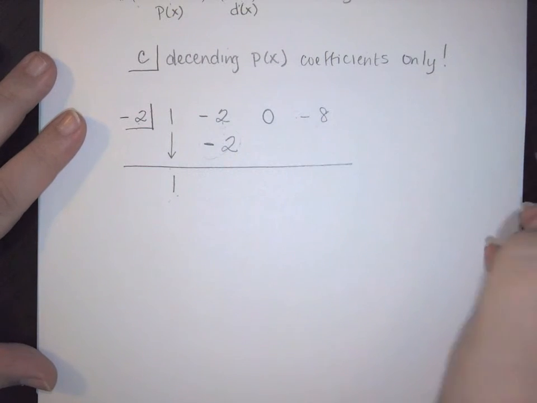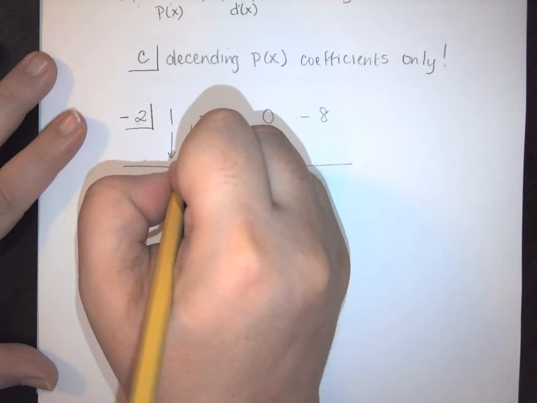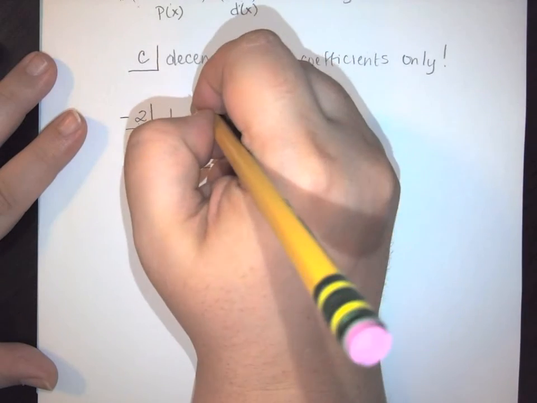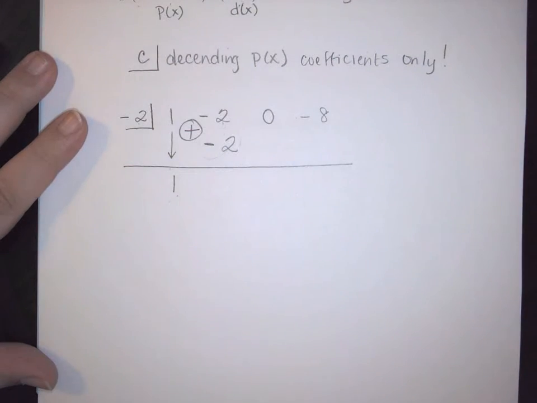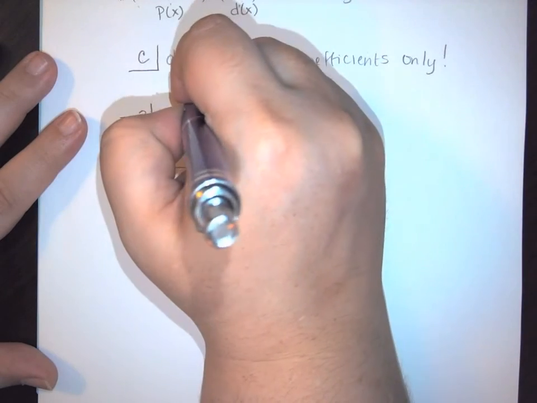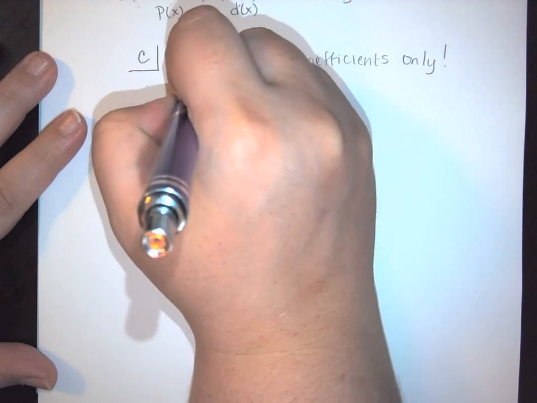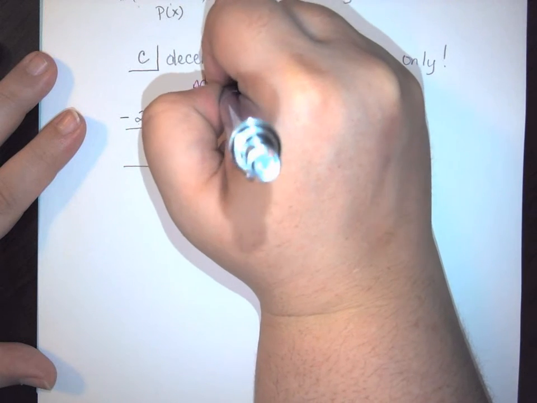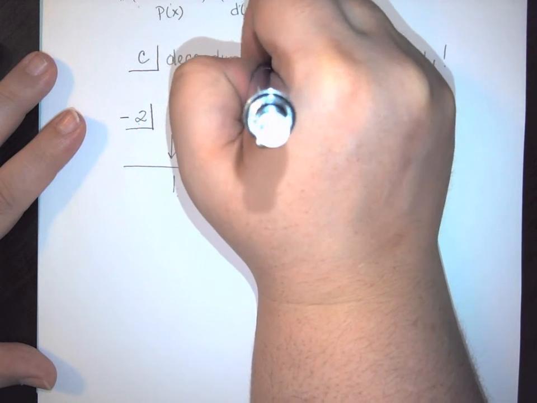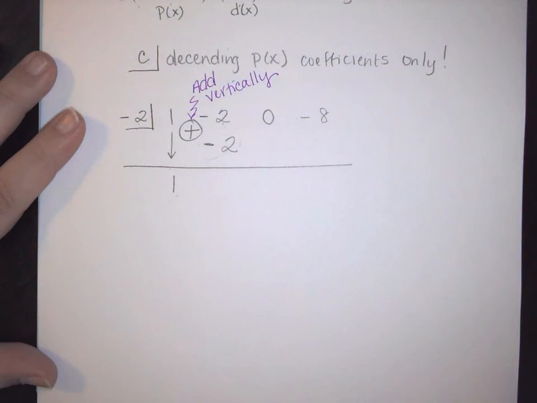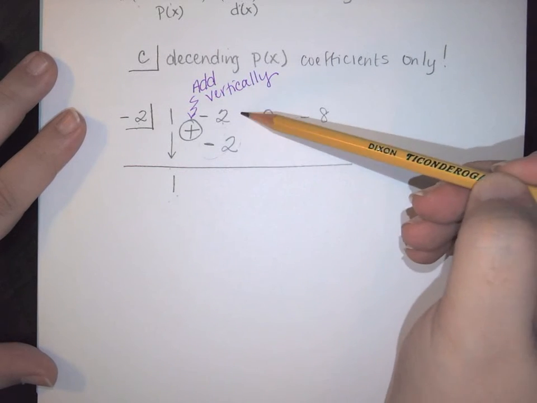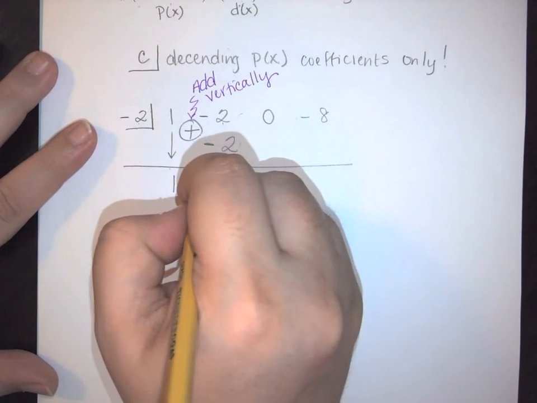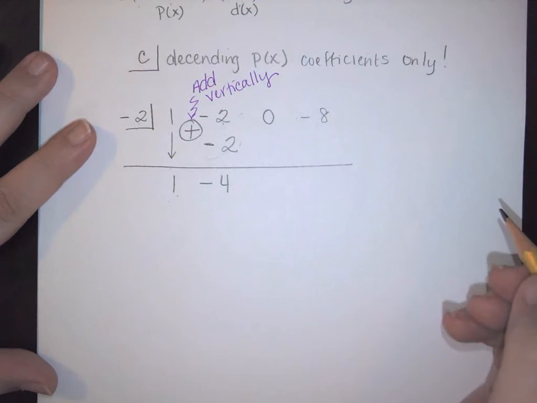And then we have to add. So I'm going to put a plus, but I circle it. This means that we have to add vertically. So I'm going to do negative 2 plus a negative 2, which gives me a negative 4.